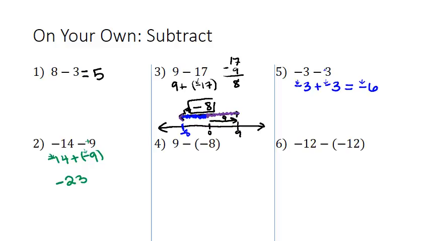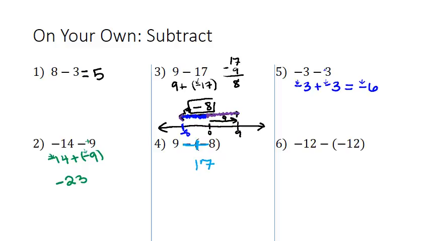Now in problem number 4 here, we're going to see 9 minus negative 8. So subtracting a negative number is going to be the same as adding a positive number. So 9 plus 8 is going to be 17.